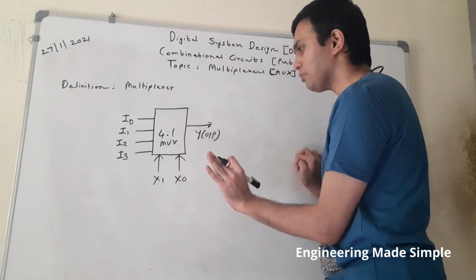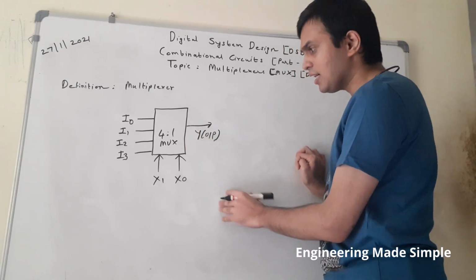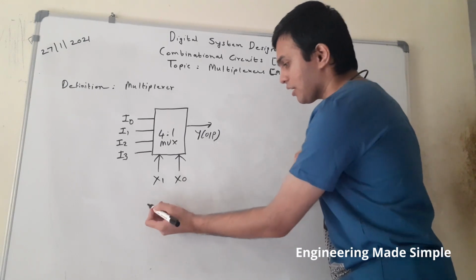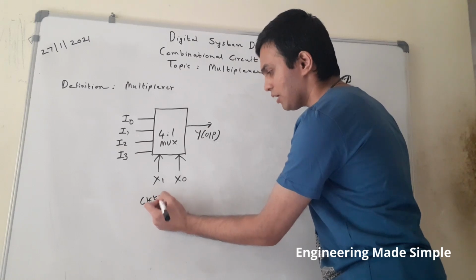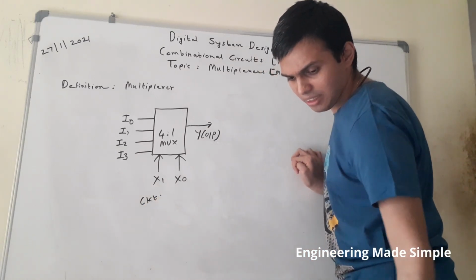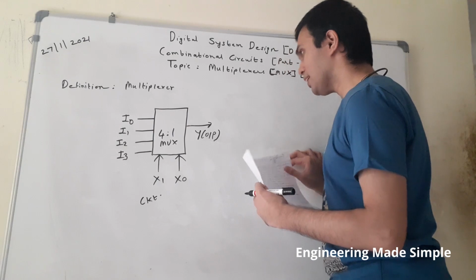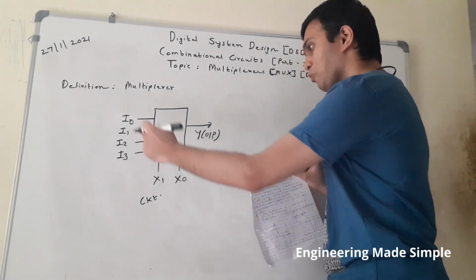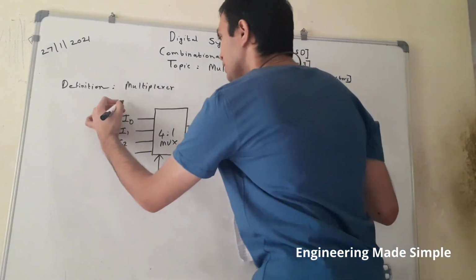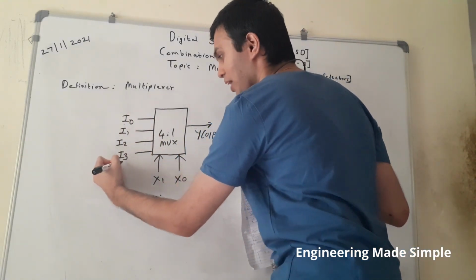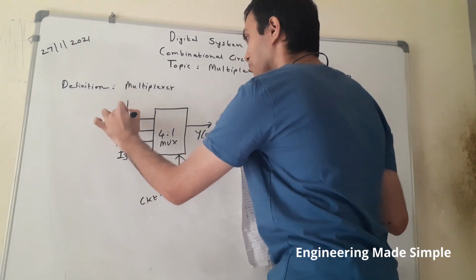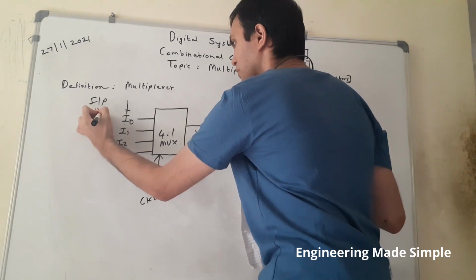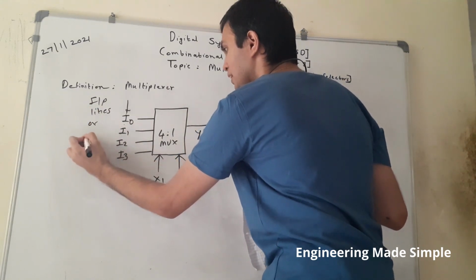Now what is this 4:1 mux? You will understand each and everything over here. So I have drawn this block diagram, the circuit diagram representation of a digital multiplexer. Now what is a multiplexer? A multiplexer is a combinational circuit which has more than one input line. So these lines, that is I0, I1, I2, I3, that you see, are known as the input lines or data input lines.